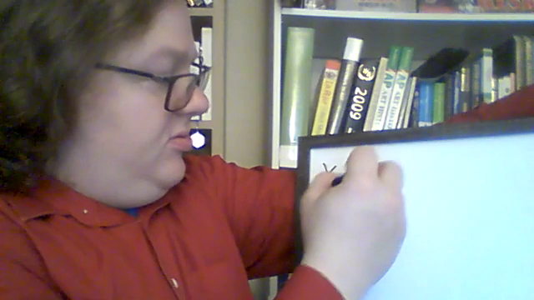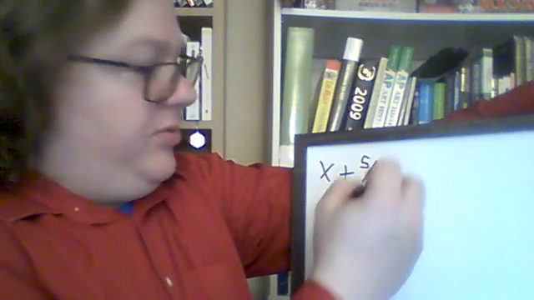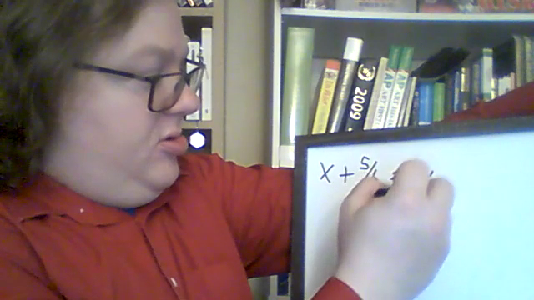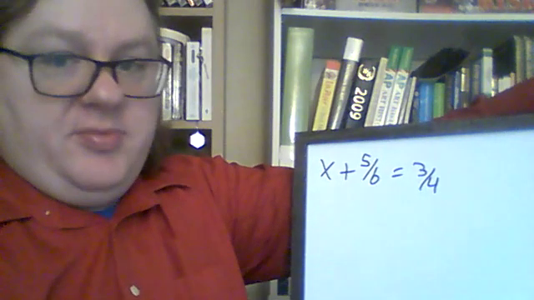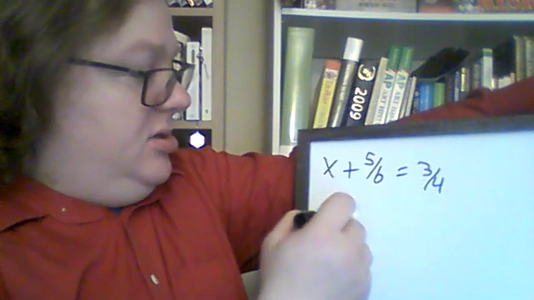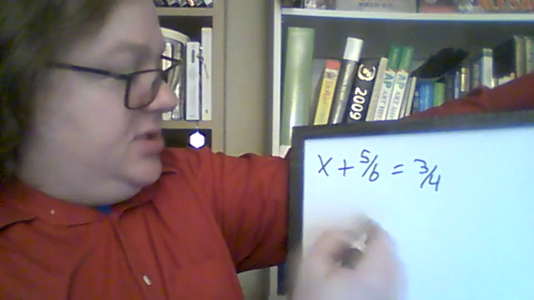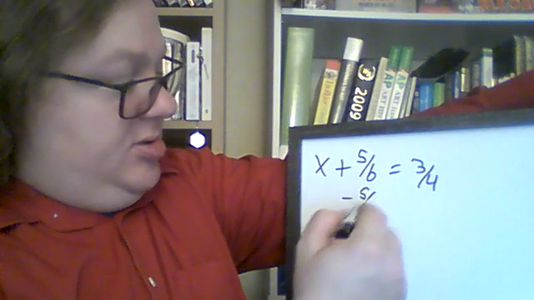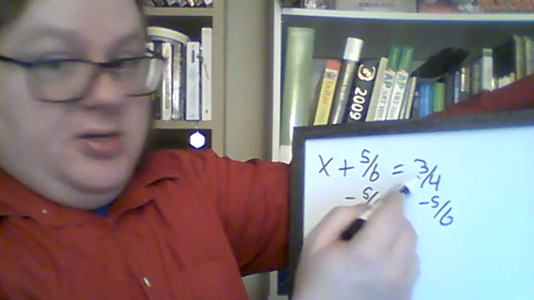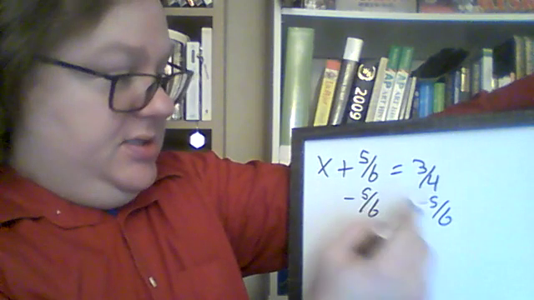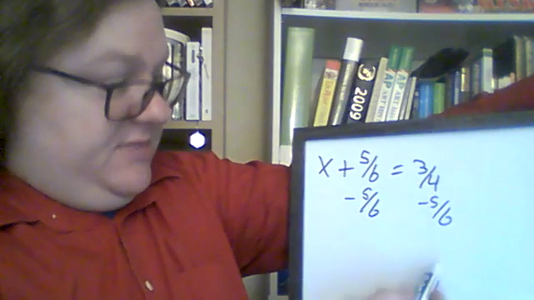This next example is a little tricky. We've got x plus 5 over 6 equals 3 over 4. Fractions can trip a lot of people up, so pay attention. Again, this is being added, so we're going to subtract 5/6. We're going to subtract 5/6. Now we need to do some fraction work, because you can't subtract this 6 from this 4.